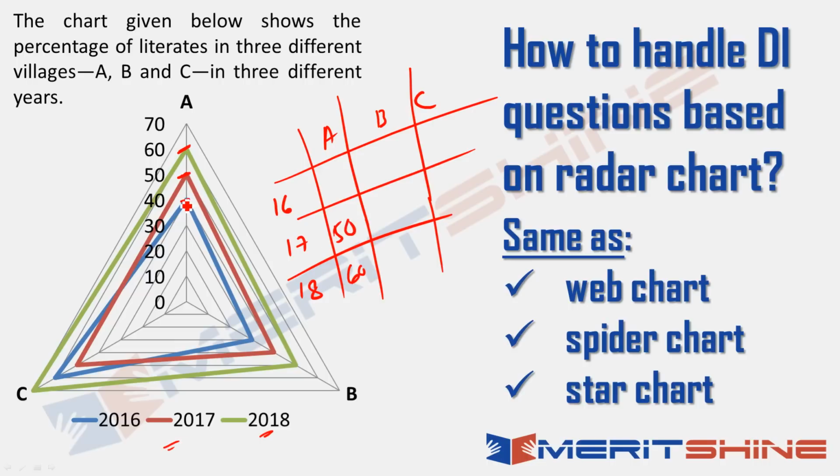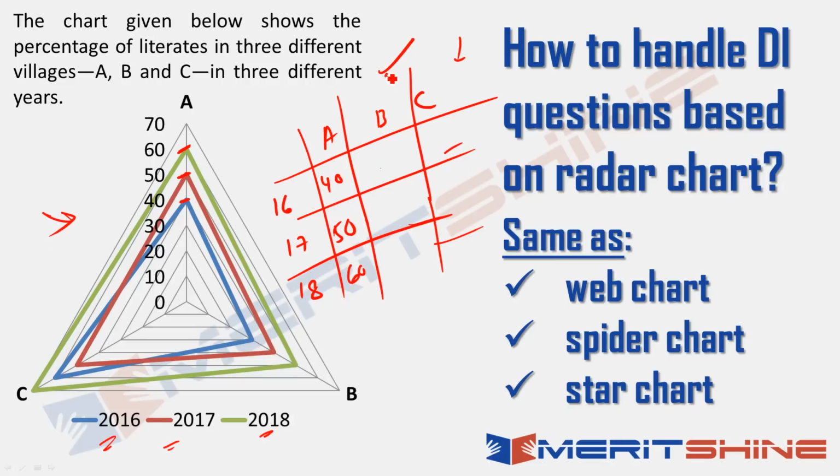This is the blue one. Blue one is at 40. Blue is 16. So this is 40. This is 40, 50, 60. You could have done it like that very, very quickly. But this is not really required. If you can read it like that carefully, quickly, then you do not actually need a table.